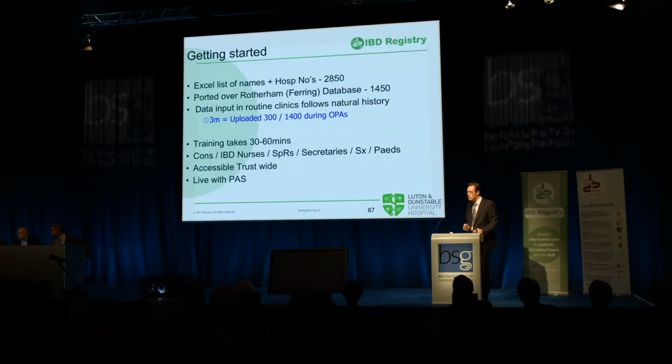So I started with a simple Excel spreadsheet, 2,850 names. I had half of those patients on the Rotherham database. Now, Sims very kindly built a little package for us to port over the most salient features of the Rotherham, to literally lift it and put it straight into the registry for me. So that was half of my patients done almost overnight. That left me the other half of the patients to get through.